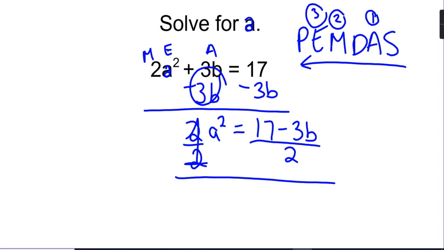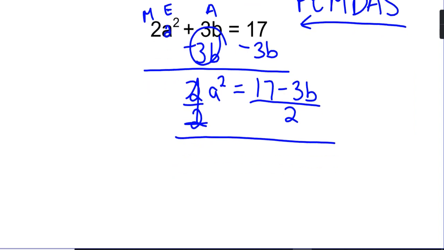And we are just going to leave that. We are not going to try to simplify that. We don't have to say, oh, 17 divided by 2, that's 8.5. 3 divided by 2. We don't have to do that. We can just leave it like this because it's not really going to help us so much to simplify it. So it's not worth your time. Okay, so now we have a squared equals 17 minus 3b over 2.